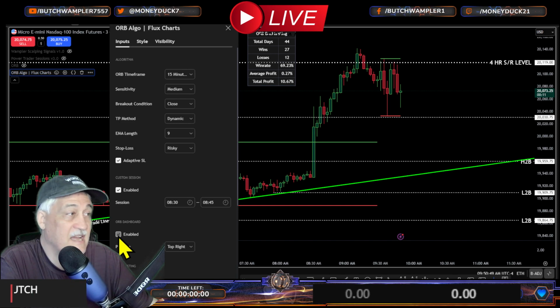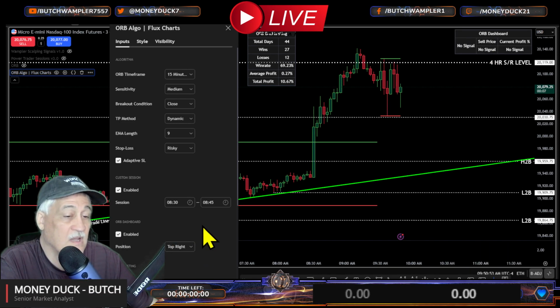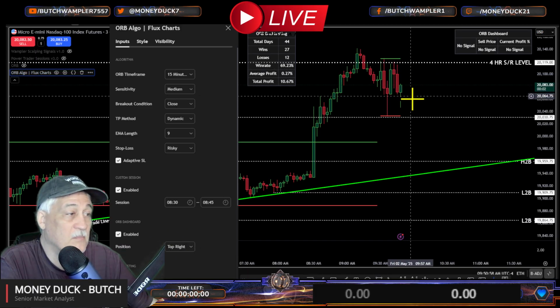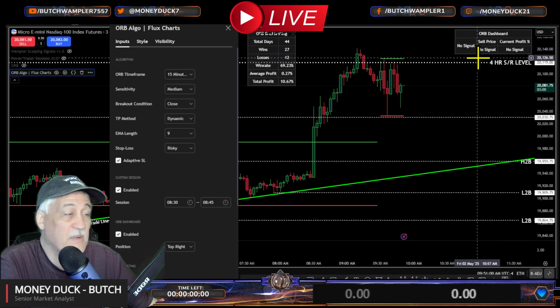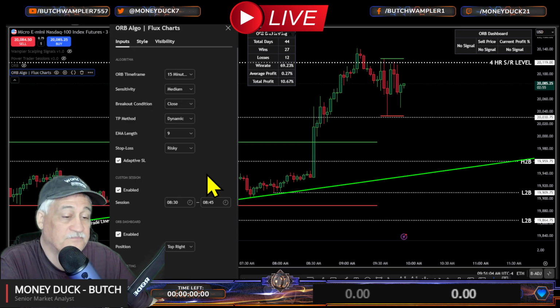Okay. This is the dashboard. Not really sure exactly. It's up here in the top right. You can move it wherever you want. I'm keeping it in the top right. I did notice that when you get the breakouts and whatnot, you'll get numbers pop up in here. You'll get a signal, whether it's a buy or sell.